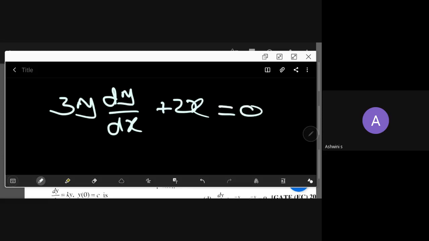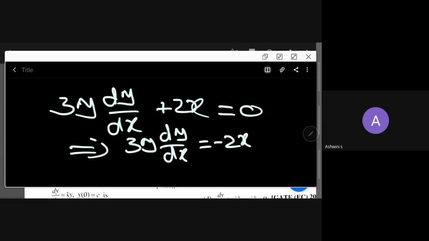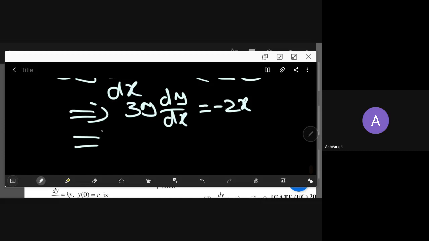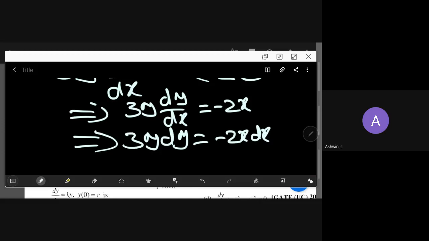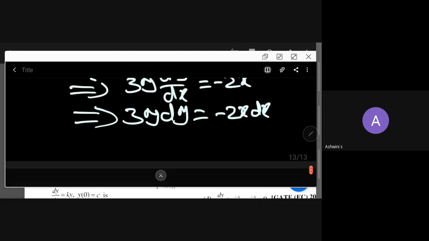So what is happening here? This is a separable equation. Why? Because 3y dy/dx is minus 2x. So this implies 3y dy is minus 2x dx. So upon integration, we reach 3y square by 2 is equal to minus x square plus k. Right.